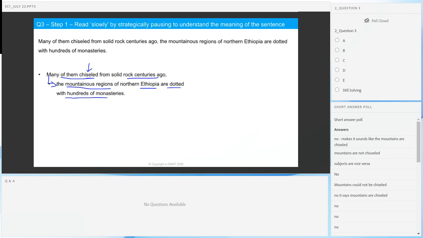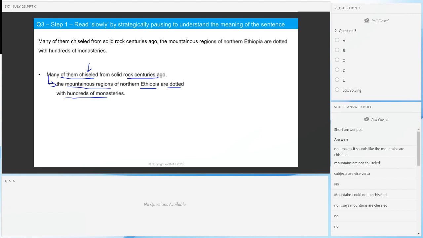So see, the logical error is so very obvious in the sentence that even if our friend, the author, mangled the logic of this sentence completely by not putting the pieces of information in the right order as they should appear, we still could figure out that, hey, nobody can chisel mountainous regions. That's not possible at all.